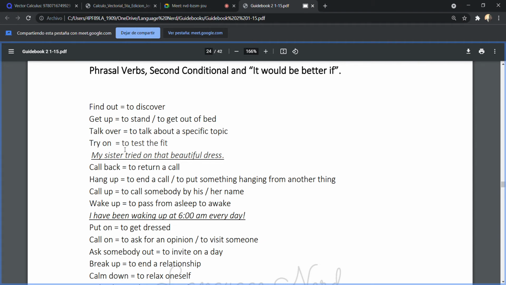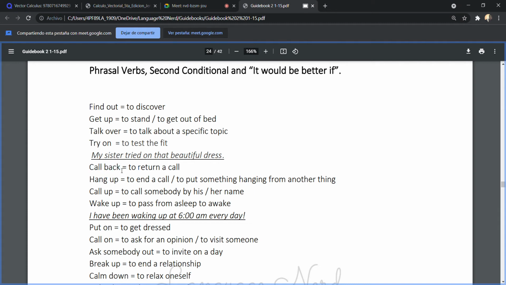Then try on. So that means to test the fit. It means like to try clothes. Like for example, when you go to the store and you want to buy a pair of jeans, you first try on those jeans. And then if they fit you, you buy them. So this means try on. We have an example here. It says, my sister try on that beautiful dress. So that's the meaning.